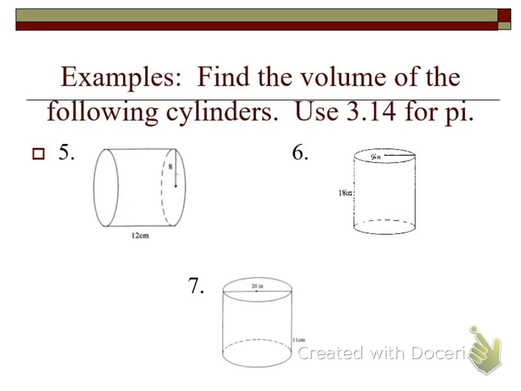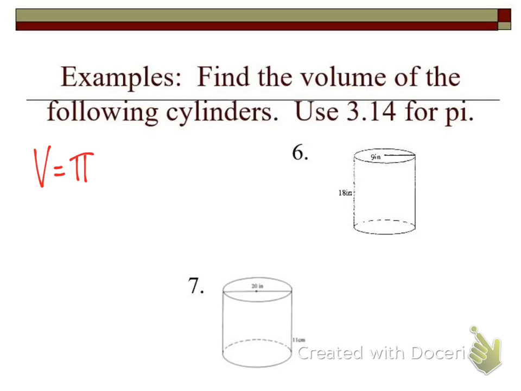Let's go ahead and do number 7. 7 is a little bit different. Why is 7 different? Good. They gave you a diameter, which is not extremely useful up front because our formula needs the radius. So we need to find the radius. How do we find the radius from the diameter? Take half of the diameter, which, yes, somebody already said was 10.